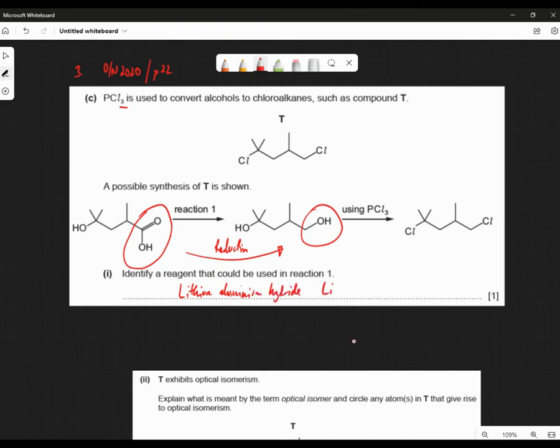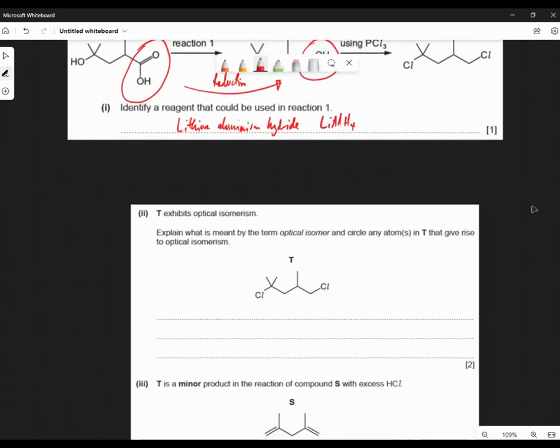Or LiAlH4. You can't use the other one. What's the other one? Sodium borohydride. It's not a strong enough reducing agent. So there you go. That's the first bit.